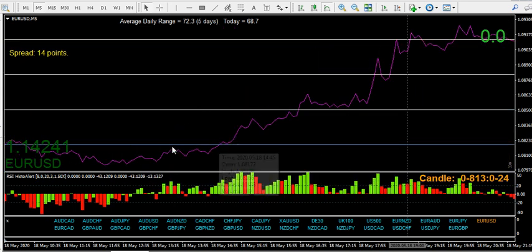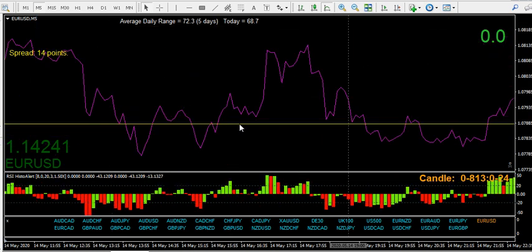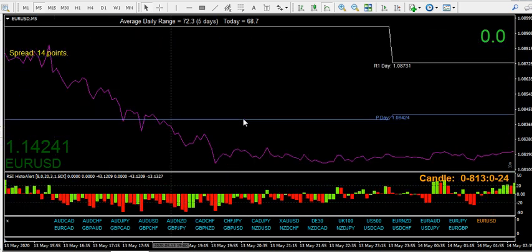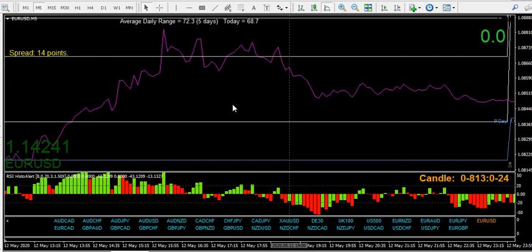So we've got the daily pivot in blue. Above us we've got the resistances on the daily pivots, and then below us we've got the yellow supports below the daily pivot. In fact, we'll find another one.